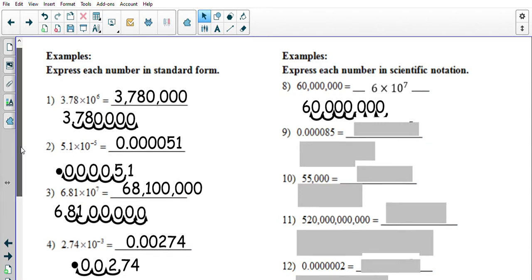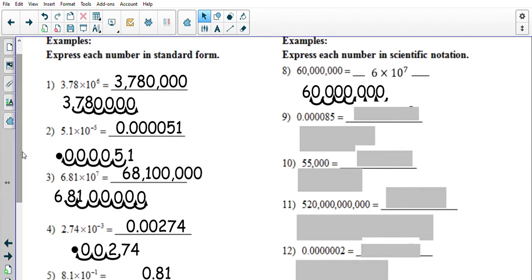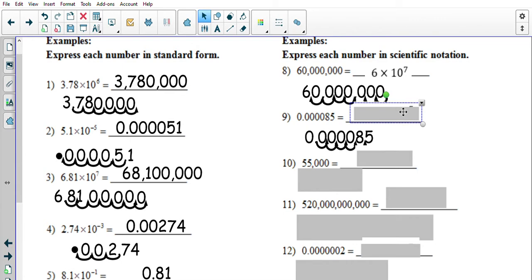Number 9, we've got 0.000085. So we're going to move the decimal point to the right this time until we get a number between 1 and 10. Again, be careful. If I stop here, I'm going to get 0.85, which is not between 1 and 10. One more place to the right will get me 8.5, and I moved it 1, 2, 3, 4, 5 places. So we're going to get 8.5. Again, this is the number that needs to be between 1 and 10 times 10 to the negative 5th power.